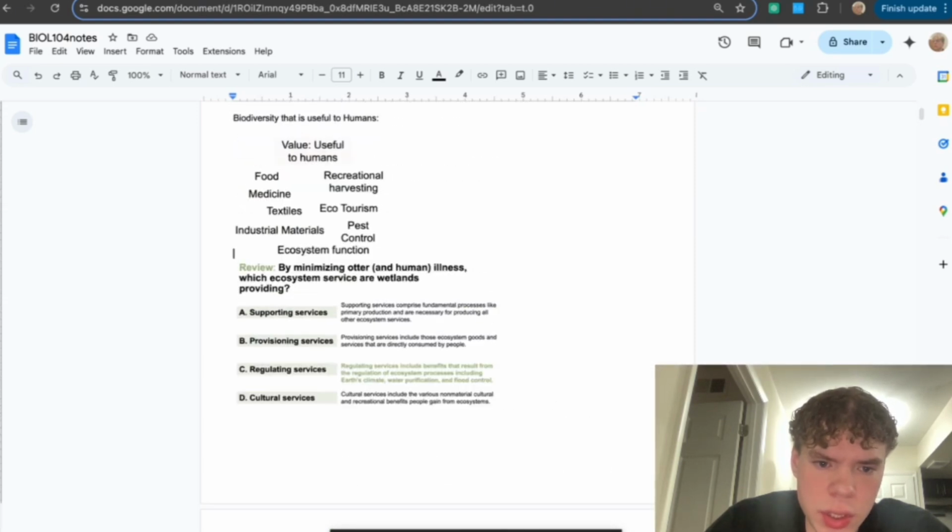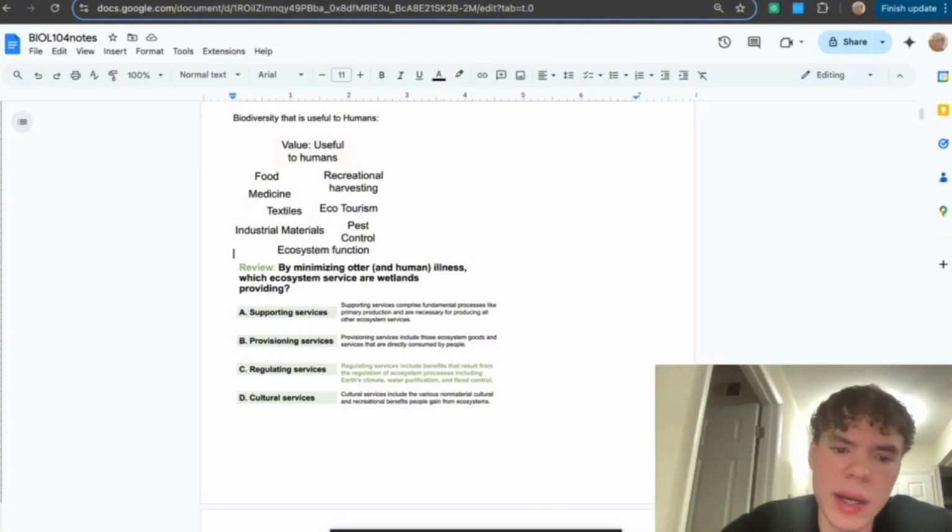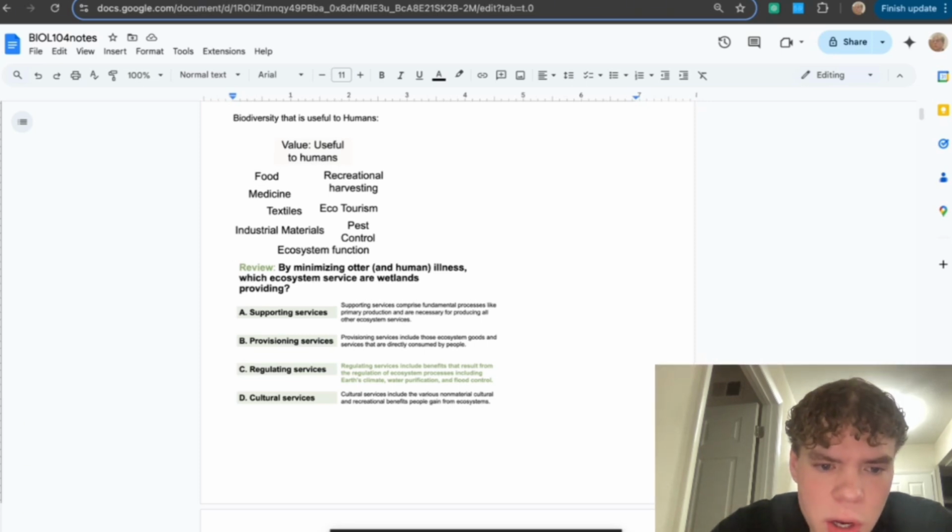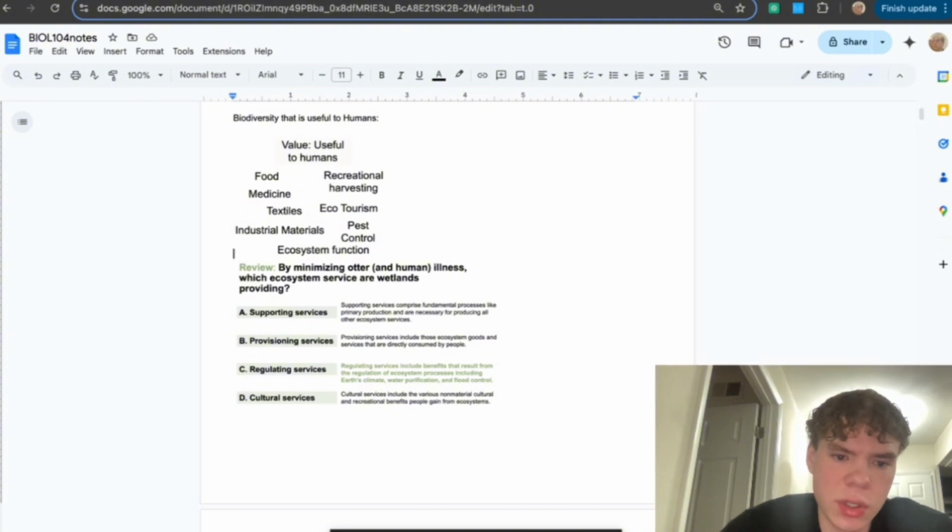Yeah, so there's a question here. By minimizing otter illness, which ecosystem service in wetlands are we providing? So basically, we just said how these animals can serve as dilution hosts. So if there are more dilution hosts, then it's going to be better for humans. Okay, so this has to do with disease transmission.